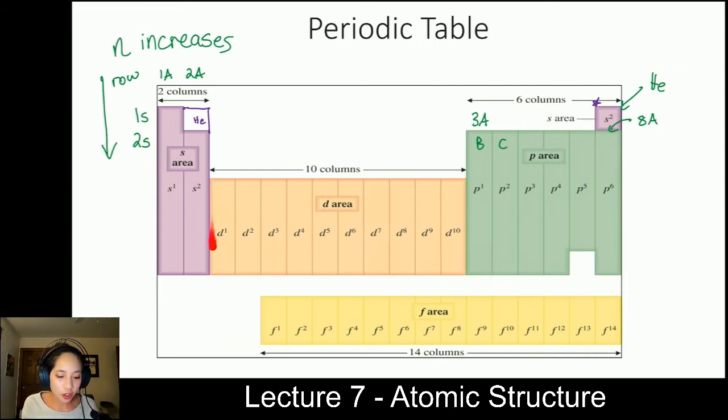And then finally, our transition metals. This is our D block. There's one electron within the D orbital in this column. There's 2 electrons, 3, 4, 5, 6, 7, all the way out to 10.